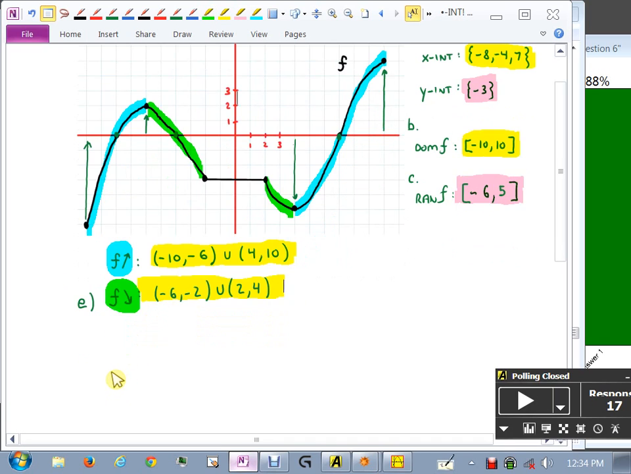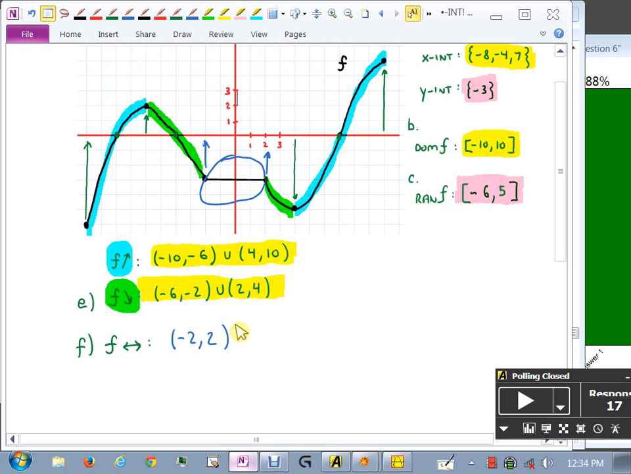Okay, where is it constant? That's the next question, right? So you can go F, and then you can do a flat arrow like this. And that's happening, I'll just circle it, right in here, isn't it? What are the x values that correspond to that interval? Negative 2 to 2, parentheses on those. Negative 2 to 2.